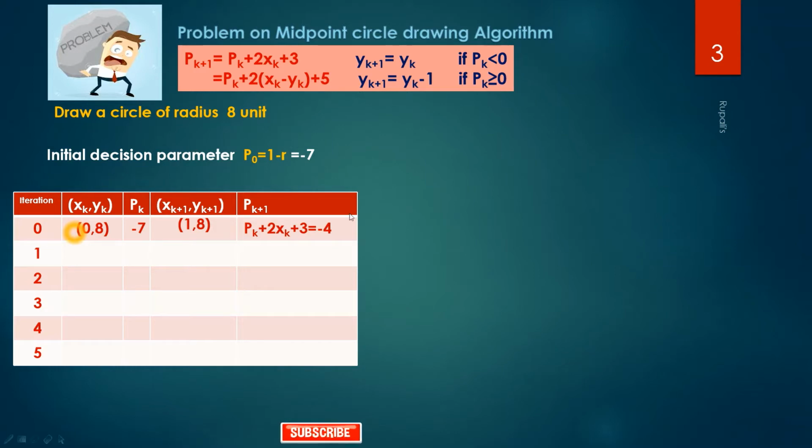Now, what is the next xk, yk? It is 1, 8. What is the value of the decision parameter? It is now minus 4. And what is xk plus 1, yk plus 1? Increase x by 1, it becomes 2. And yk plus 1? The decision parameter is negative. Which case? First case. If it is the first case, the next y is the previous y, so it is 8. Now, for the first case, the decision parameter is pk plus 2xk plus 3. After calculation, we get 1. Now the point is 2, 8.